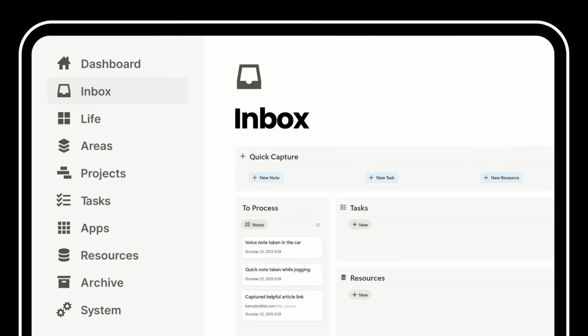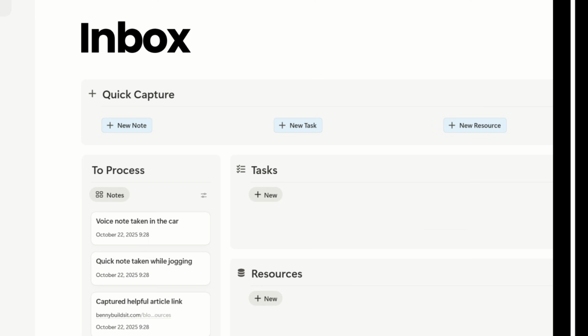One such use case is my tip number 4, which is to start using Notion as your brain dump inbox system. Out of all the different systems and workflows that I've implemented into my Notion workspace over the last few years, this has by far been the most impactful one.